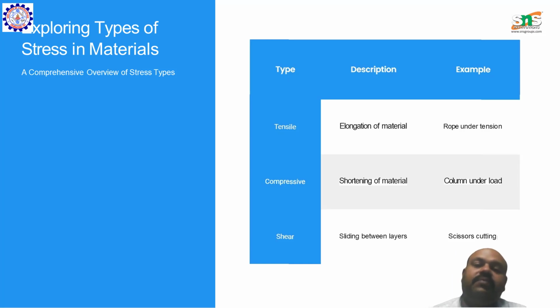I hope you all understood what is tensile, what is compressive, and what is shear. We can remember them by a company name like TCS. We will never forget: Tensile, Compressive, and Shear can be related to Tata Consultancy Services. It's a technique to remember these types of stresses.